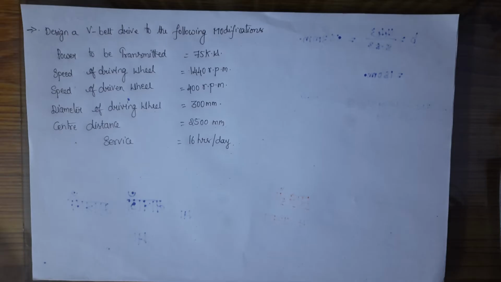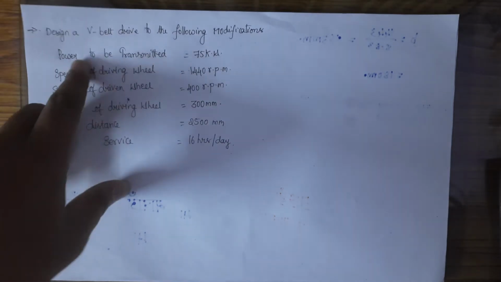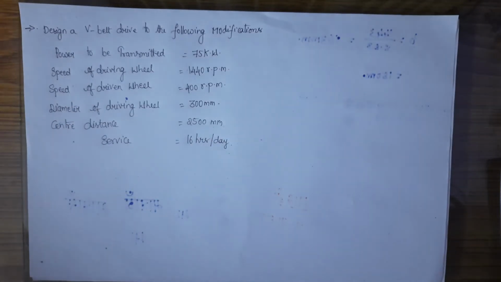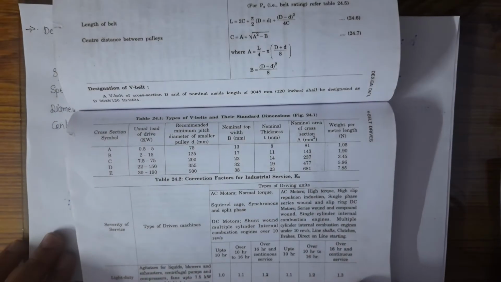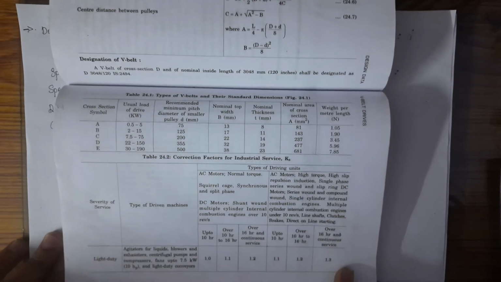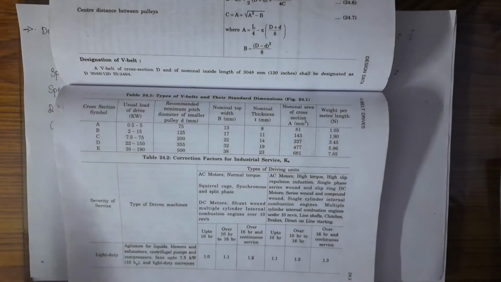While solving a V belt drive problem, the first thing that we have to do is select a proper belt. V belt drives are designed based on the power capacity, that is A, B, C, D and E, so we have to select the belt based on the power to be transmitted. From the given power, we select a belt that is suited for it.